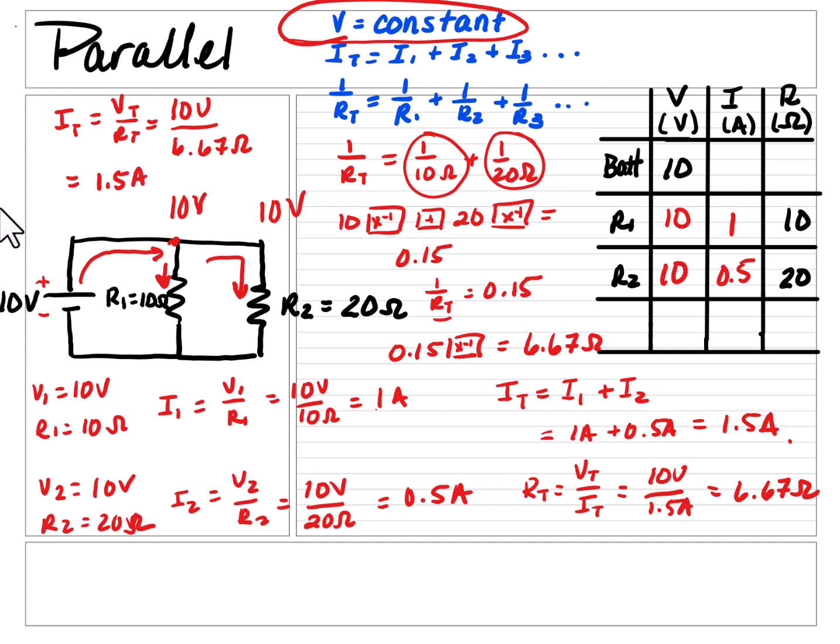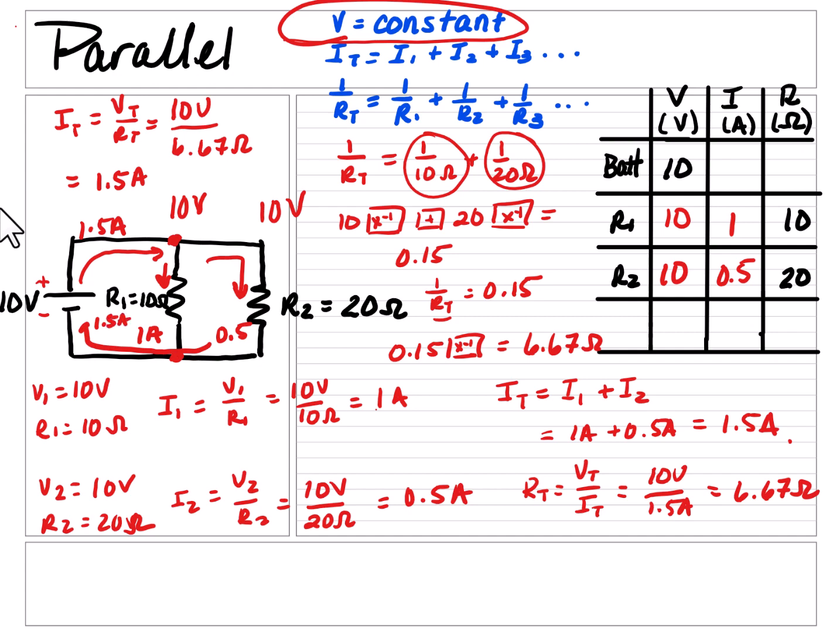So what happens in this circuit is the following. We have 1.5 amps that leave the battery. Once it reaches the first junction, R1 is going to take 1 amp, R2 is going to take 0.5 amp. When it reaches the second junction, these two are going to combine again and become 1.5 amps.